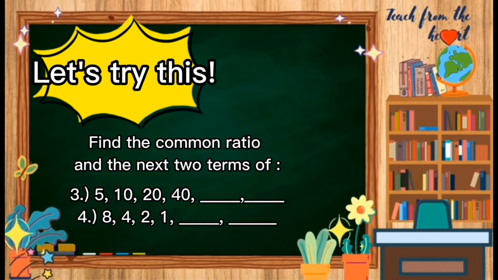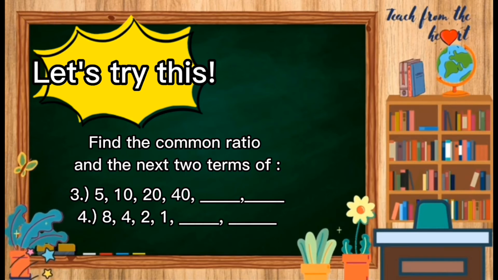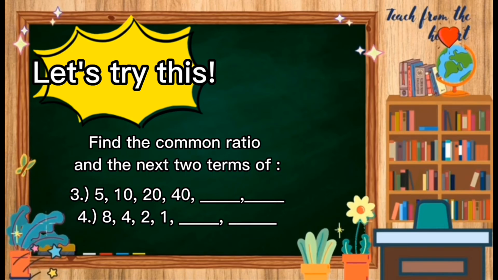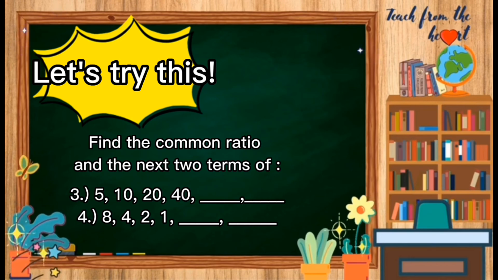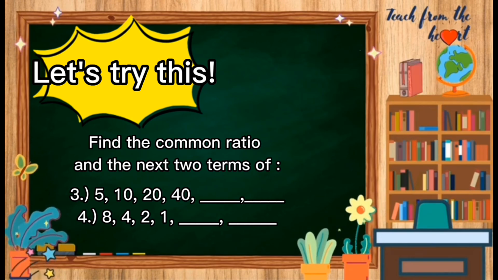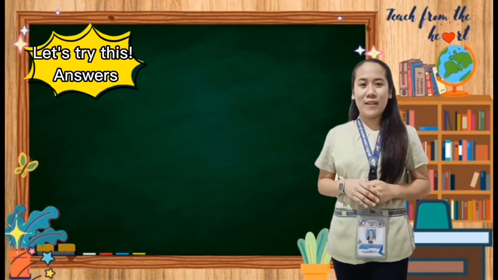So let's try this activity. Find the common ratio and the next two terms of 5, 10, 20, and 40, and 8, 4, 2, and 1. So let's have number 3 example.